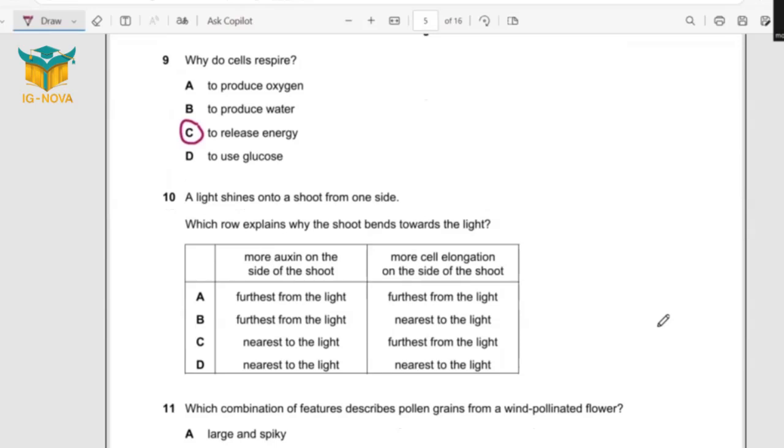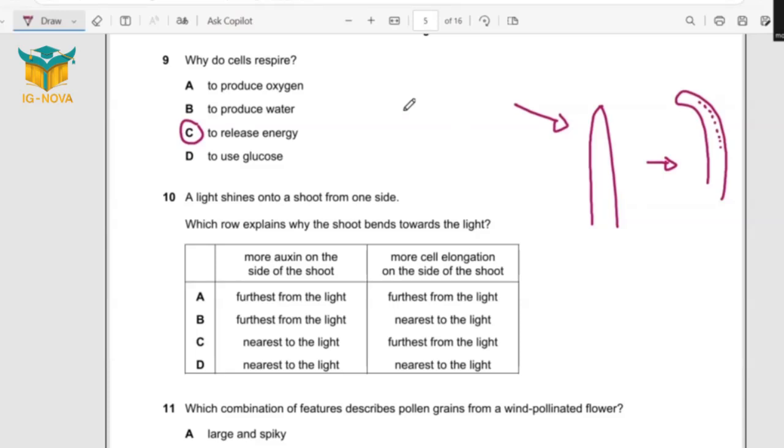Light shines onto a shoot from one side, resulting in an unequal distribution of auxin. Question: light is shown from one side, so after a time what happens? The auxin will migrate to the shaded side, so the shaded side has more auxin. For paper 4 you have to know the technique: auxin is made in the shoot tip, then auxin diffuses evenly.